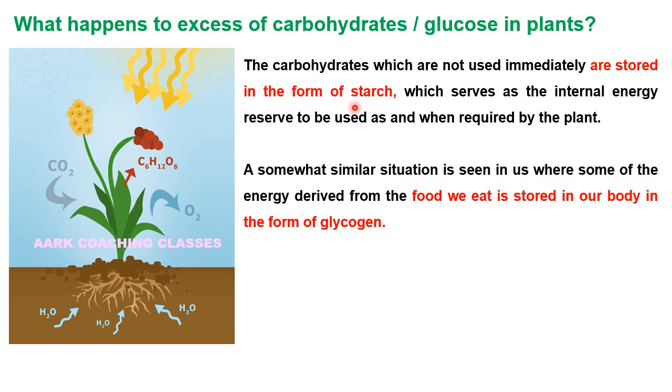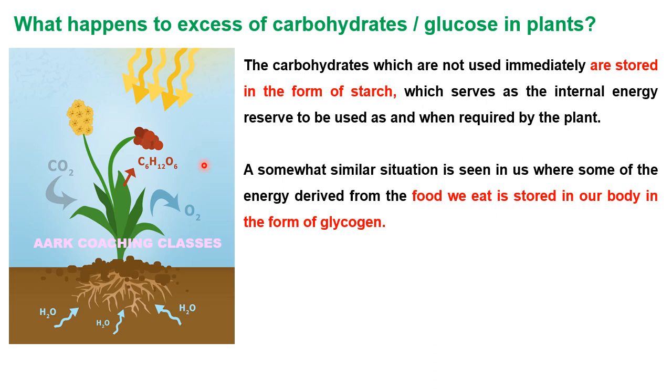It is stored in the form of starch, which serves as the internal energy reserve to be used as and when required by the plant. So it doesn't remain like glucose as it is. So a polymer of glucose is formed, in simple words, and it is stored in the form of starch inside the plants. Okay, very good example of plants containing high amount of starch is what? Potatoes, tapioca. So they store large amount of starch in that. Okay, then your sago plant, sago grains.